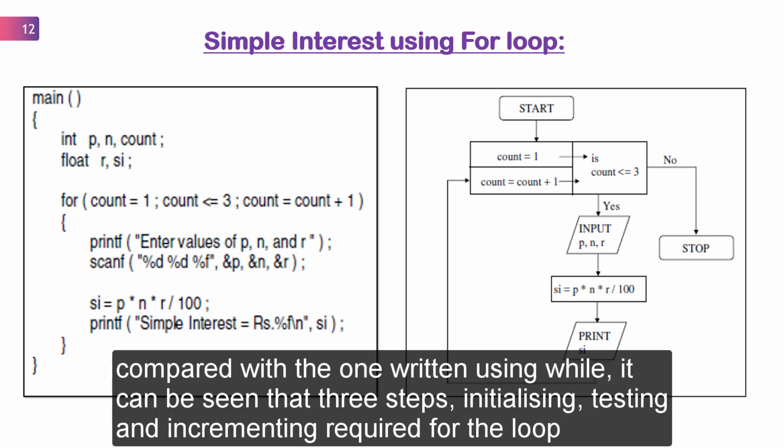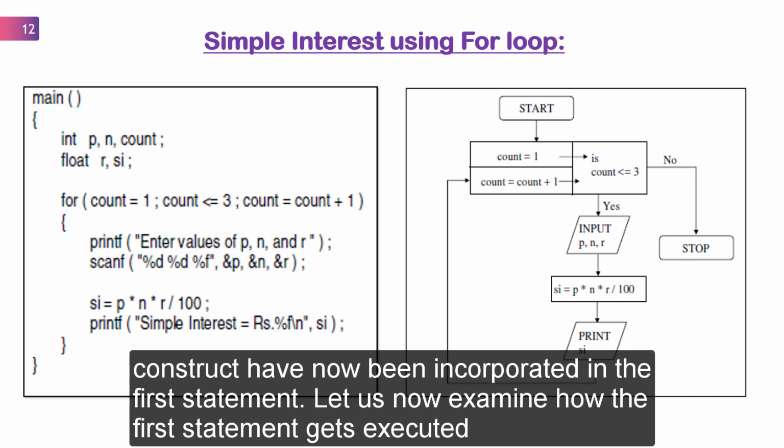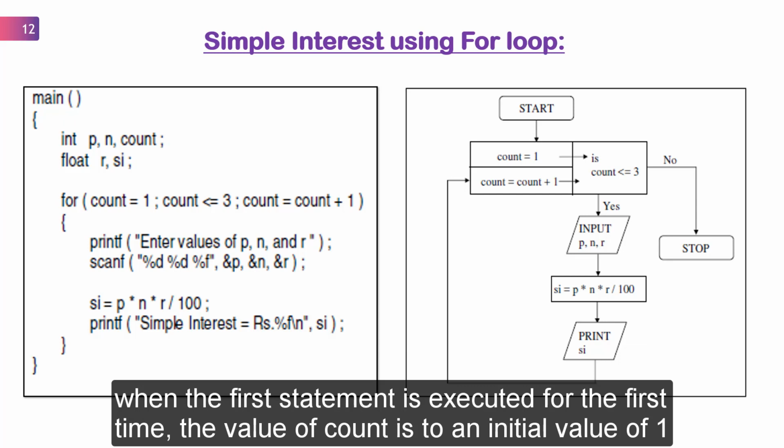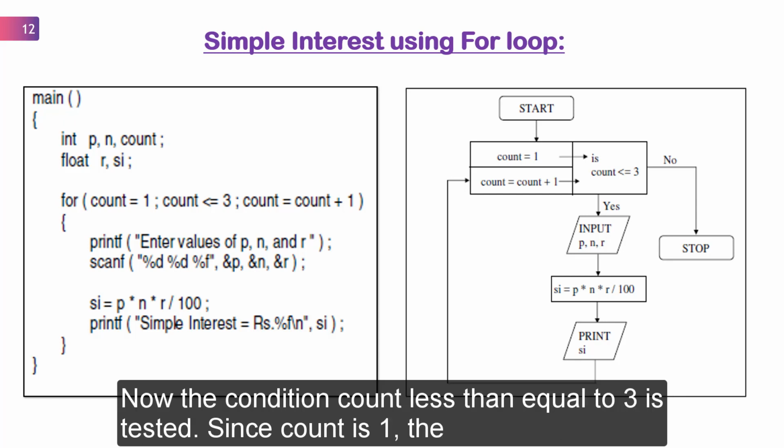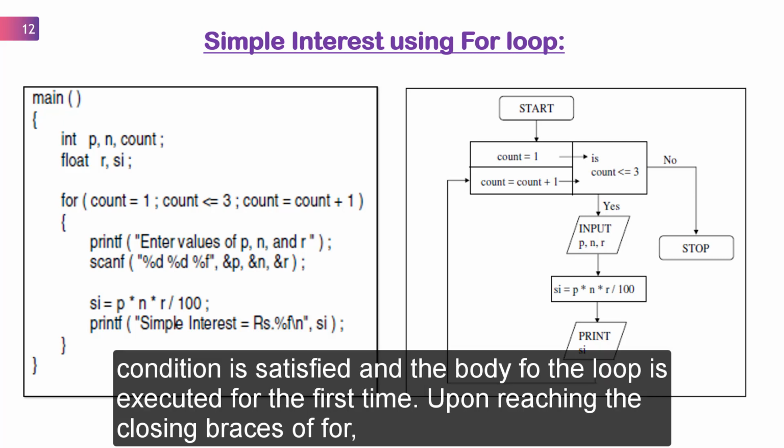If this program is compared with the one written using while, it can be seen that the three steps, initializing, testing, and increment required for the loop construct have now been incorporated in the first statement. Let us now examine how the first statement gets executed. When the first statement is executed for the first time, the value of count is set to an initial value 1. Now the condition count less than equal to 3 is tested. Since count is 1, the condition is satisfied and the body of the loop is executed for the first time.